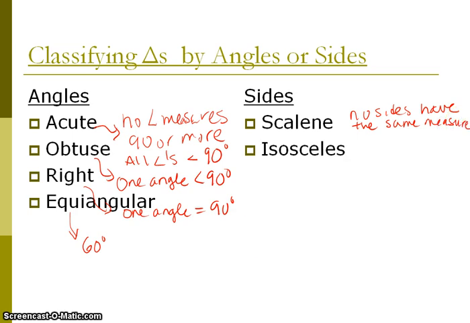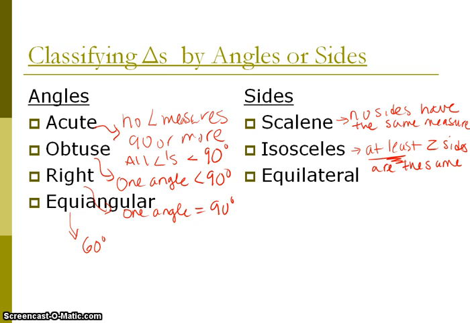Now, in an isosceles triangle, I want you to be careful because I think this is one of these you can get tripped up on. The official definition is at least two sides are the same. At least two sides are the same. That means all three could be the same and you could still call it isosceles. But if all three are the same, we have another name for that, and it's equilateral. These are all sides that are congruent.